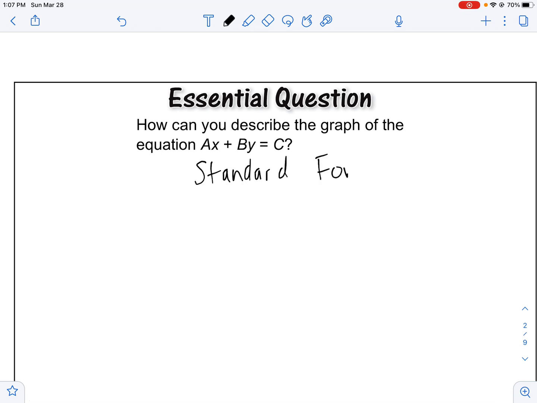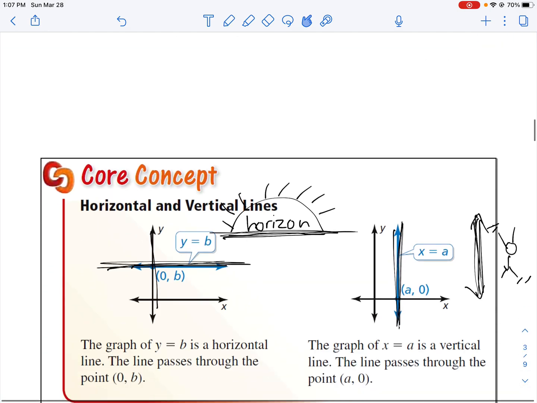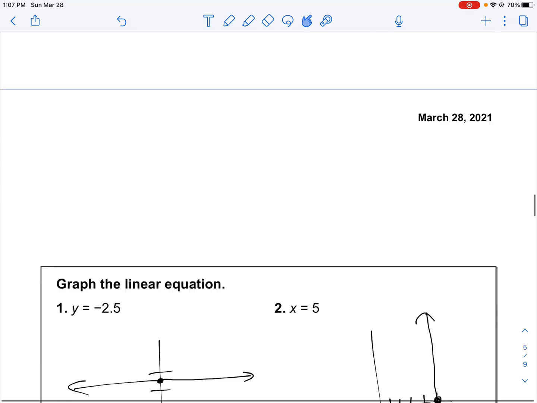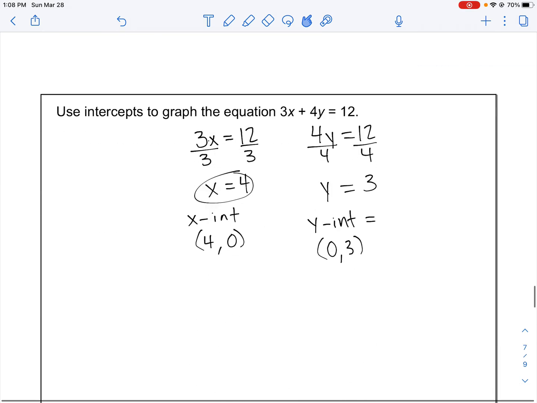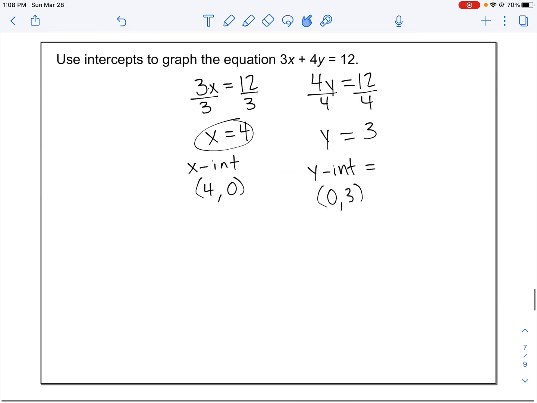So that's kind of the basics. We'll look at graphing next time, but for now, you now know how to graph basic lines, horizontal and vertical, and you know how to find x and y intercepts.